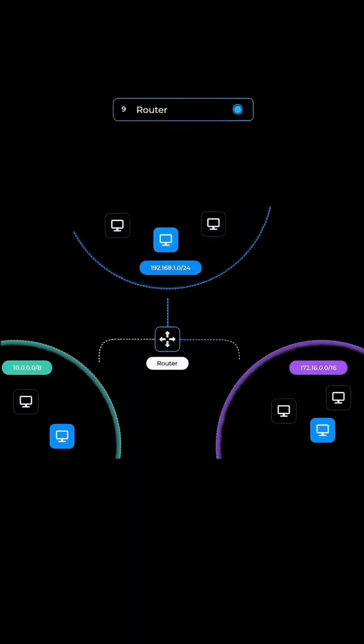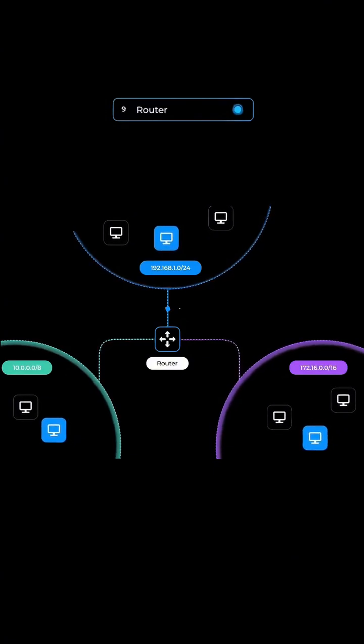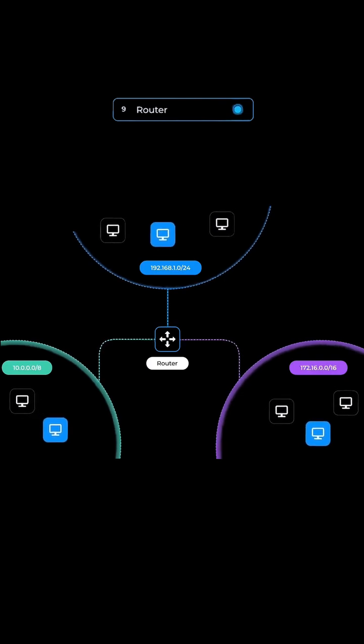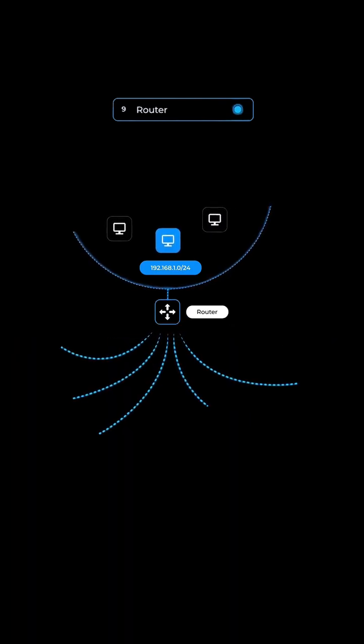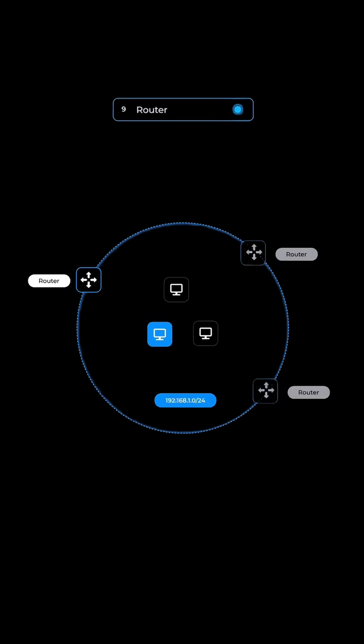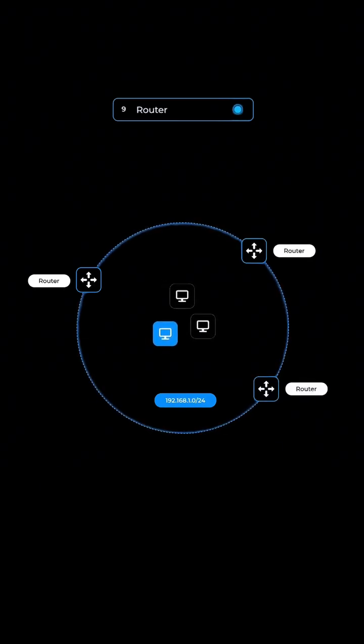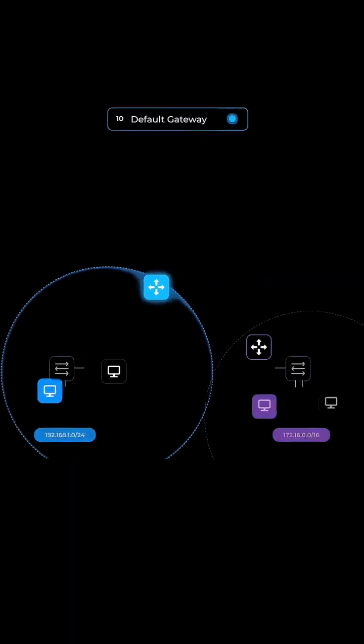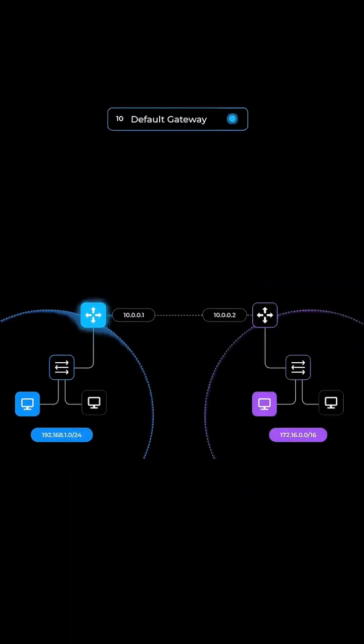Router. A router connects different networks together. It looks at the destination IP and decides where to forward the data next. It is the exit door of your local network. But a network can have multiple routers connected to it, so your device needs to know which one to use. That's our default gateway. It's basically our device saying, I have no idea where this packet needs to go. I will just send it to my default gateway and let it figure it out.